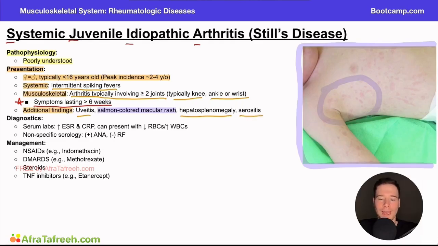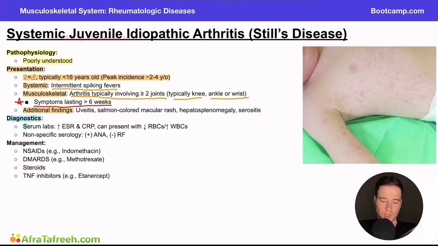Now, when we think about our diagnostics here, there's not a ton of stuff we're going to use, but the serum labs would show elevated ESR and CRP. Why? Because these are our inflammatory markers. Anytime we have an inflammatory response in the body, which this condition is, we expect to see those numbers rise. We might also see that the patients have lower red blood cells and increased white cells. Additionally, there's some non-specific serology. If you were to do some labs, you might see a positive ANA and a negative rheumatoid factor.